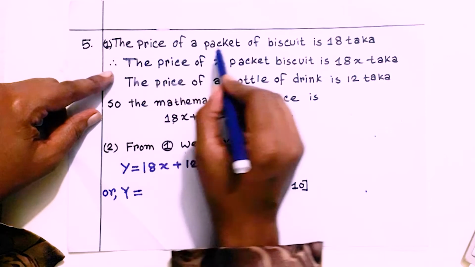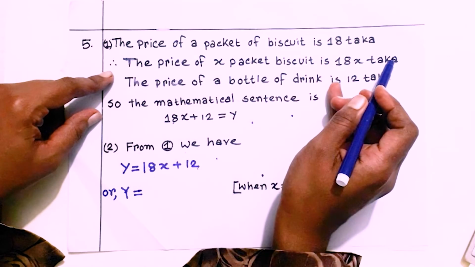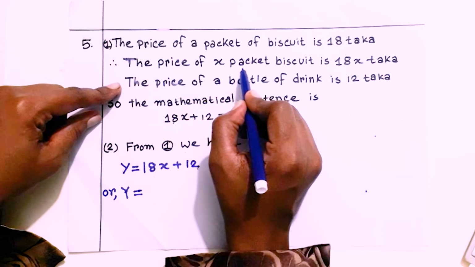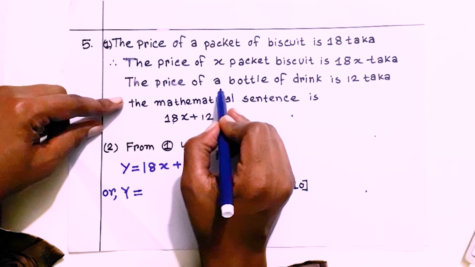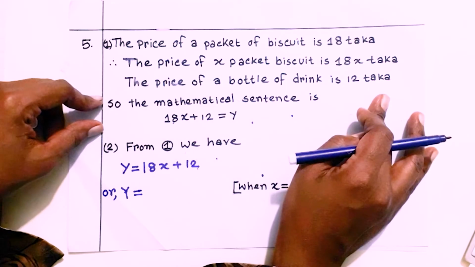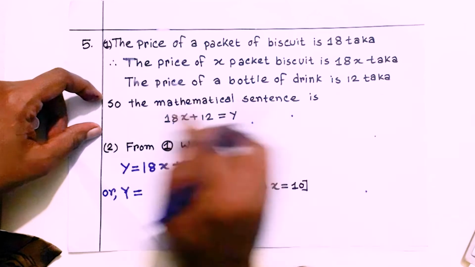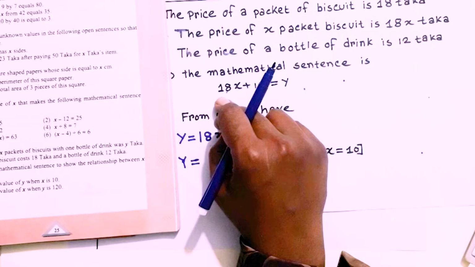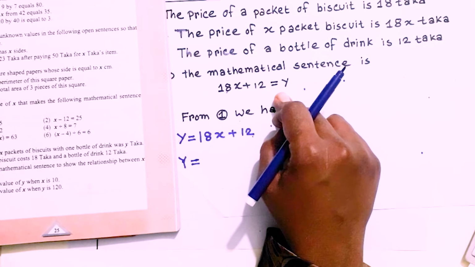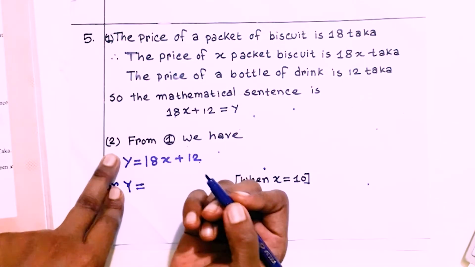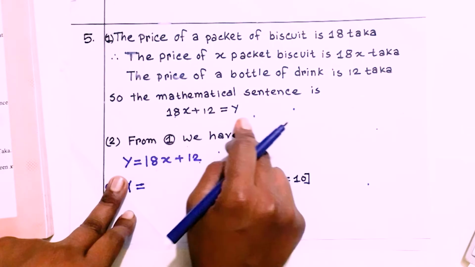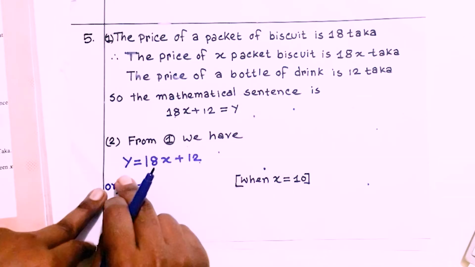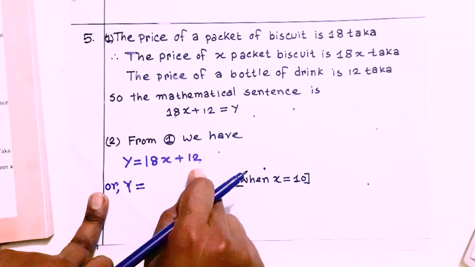First one: the price of a packet of biscuits is 18 taka. Therefore, the price of x packets of biscuits is 18x taka. The price of a bottle of drink is 12 taka according to the question. So, the mathematical sentence is 18x plus 12 is equal to y. Now, question number 2. From 1 we have y is equal to 18x plus 12.